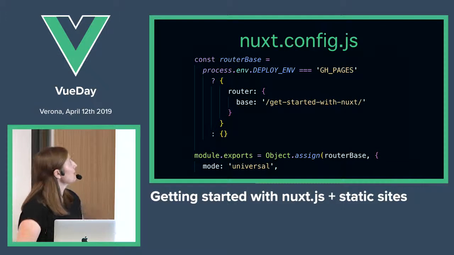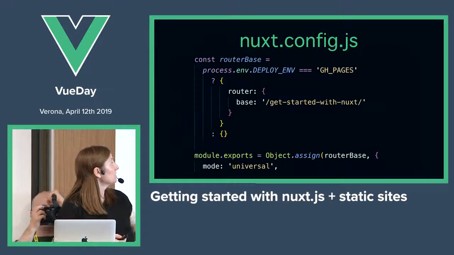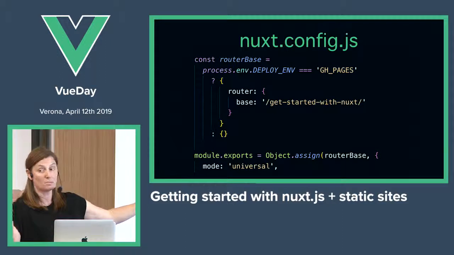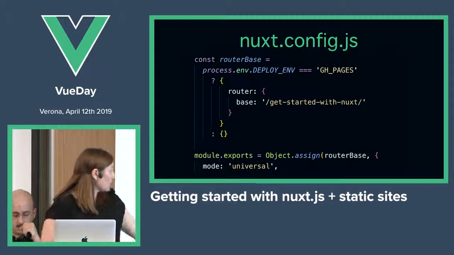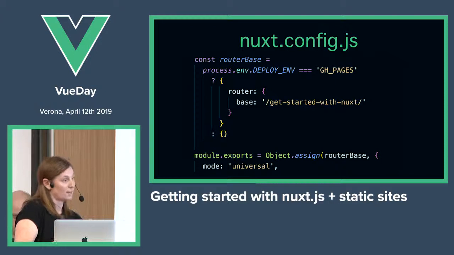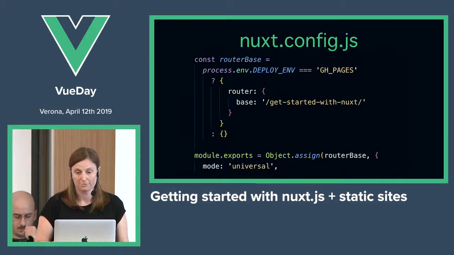So const router base, process env deploy env is equal to GitHub Pages, and I just say my router base is this. If I change the name of the page, I just need to change this. Module exports, just object assign it to the router base, and then mode universal and all the way down, all the usual nuxt config stuff. Pretty simple, right?